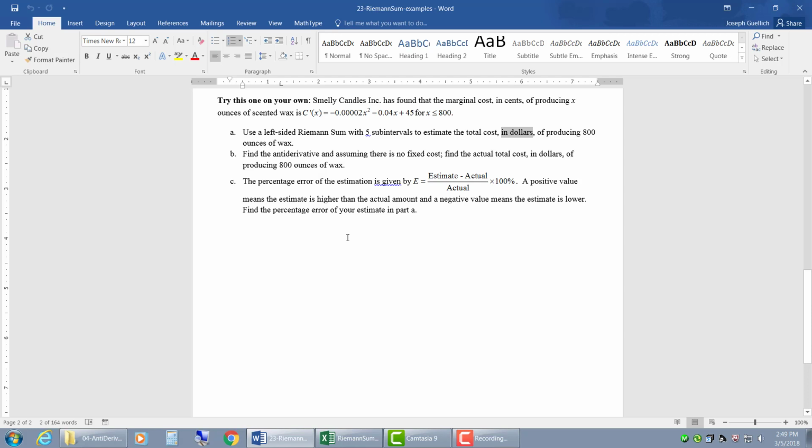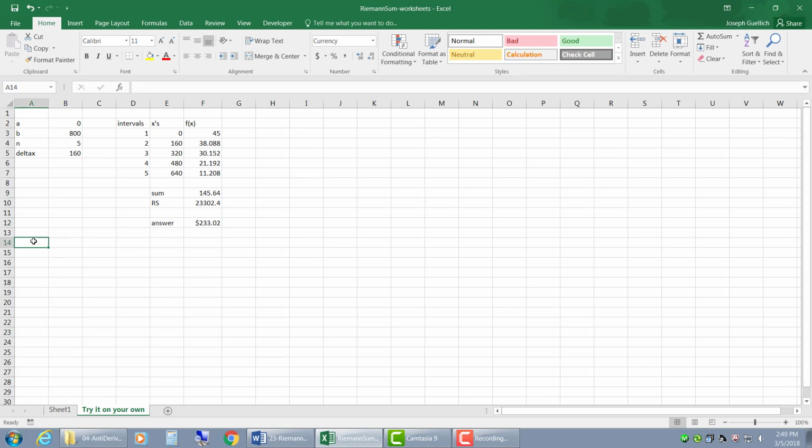And then the next part, I'm going to do my best to do it in Excel and not handwrite it, but it is the initial value problem where we don't have a fixed cost. So technically not an initial value because K is going to be 0. But we're still going to do the antiderivative, and then we're going to evaluate it so that we can compare it in part C with an error. Okay, let's see. Part B.